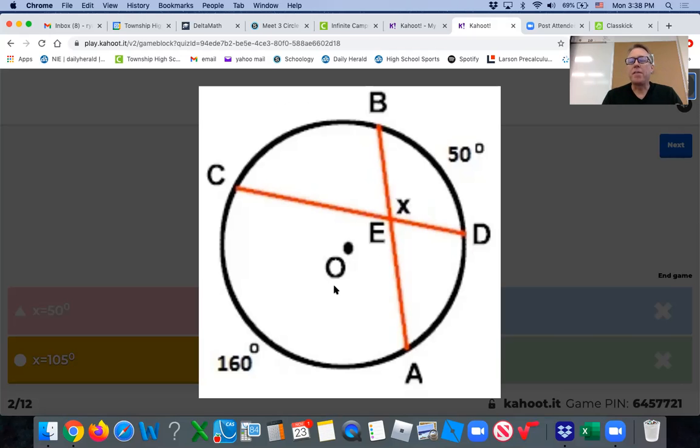Okay. For this one, if you have two intersecting chords, these angles in the middle here, they're the average of these two. So you add them together and divide by 2. So 160 plus 50 is 210. Divided by 2 is 105. And so each of those is 105 degrees.